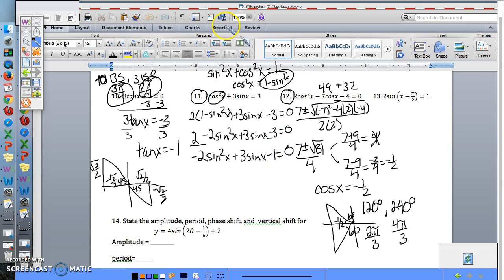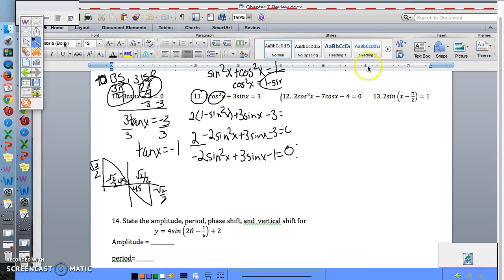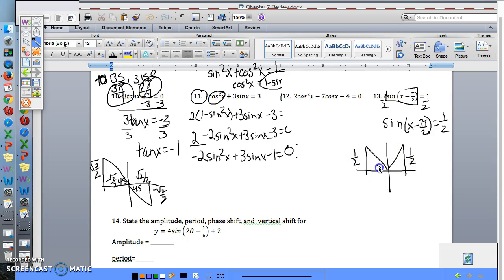So why don't you work on that and then check the answer on the answer key. All right, and then this last one we're going to take a look at here. Again, let's just solve for this part of it. So divide by 2. So we have the sine of x minus pi over 2 equals 1/2. Well, sine is our y value. So we have a 30 and a 30. So let's see, this would be 150 and 30. So our actual answers are pi over 6 and 5 pi over 6.